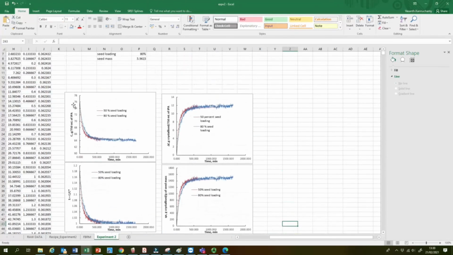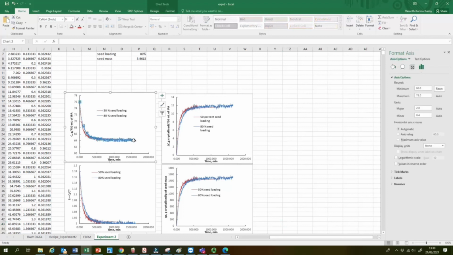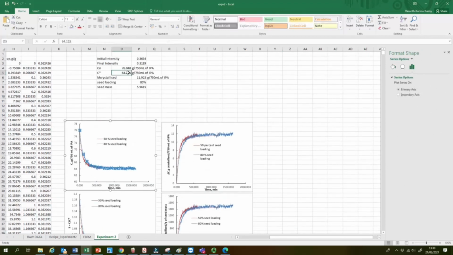I already corrected the error, so this is the correct value. You start from 76 and then you end at 64. So you both reach the same concentration, and that's because all the experimental conditions are the same. The only difference is the seed loading. Yeah? So your seed loading should be 0.8 in this case. So our seed mass will be 9.5384 grams in this experiment.